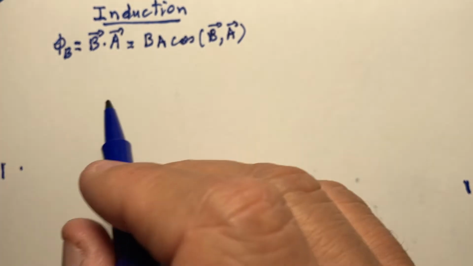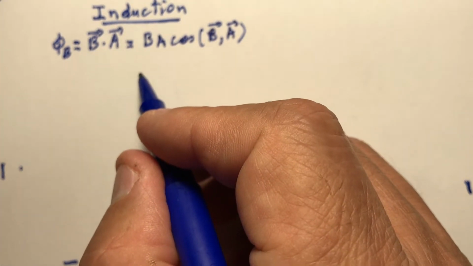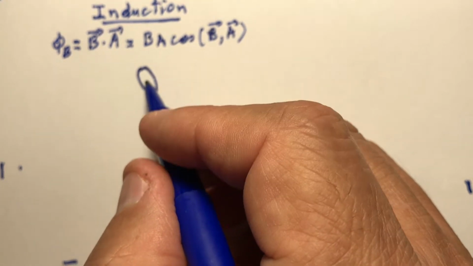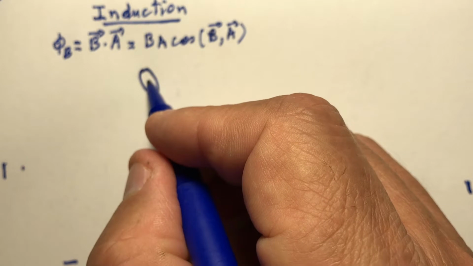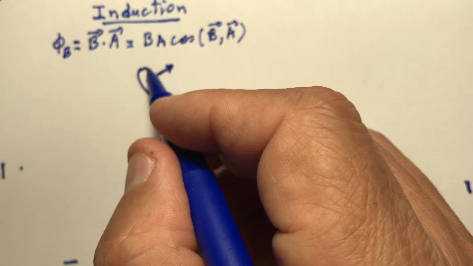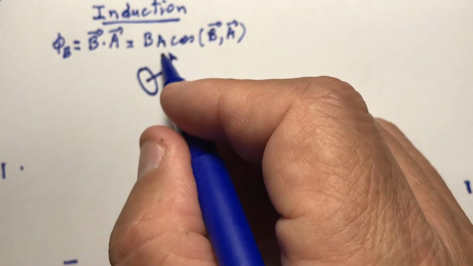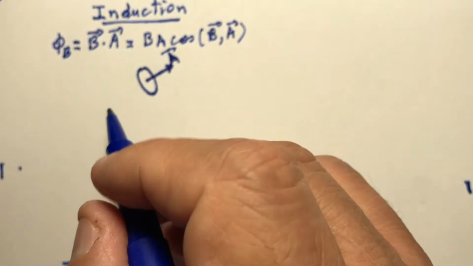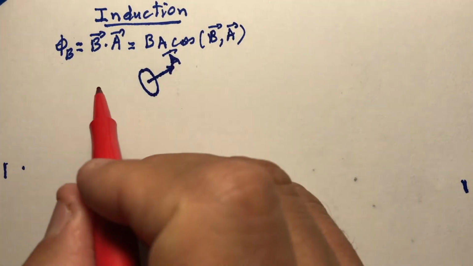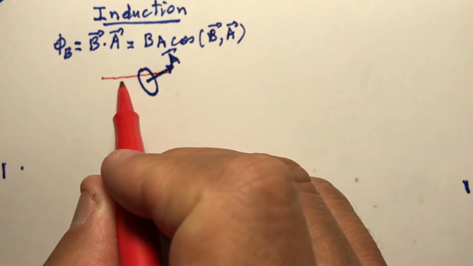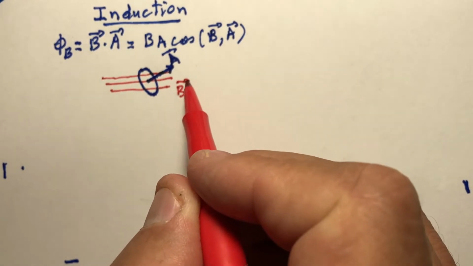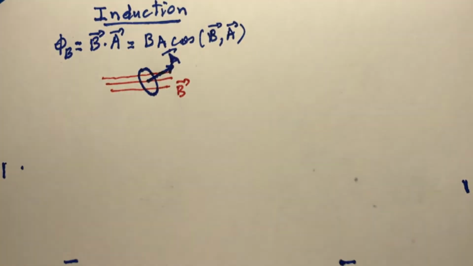So this area has a vector. For example, we have an opening that looks like this. This is like an aperture. And then let's see the vector area A. The vector area is always perpendicular to that area. So here is the vector area A. And then we have some magnetic field. This magnetic field is going through that area. Here is the B field going through this aperture, this opening.